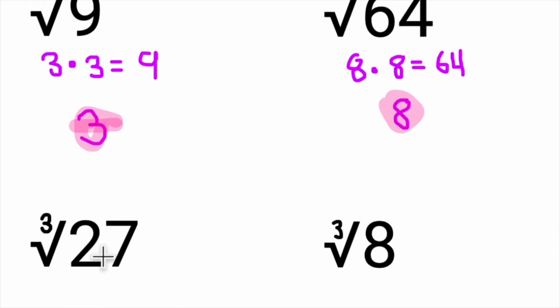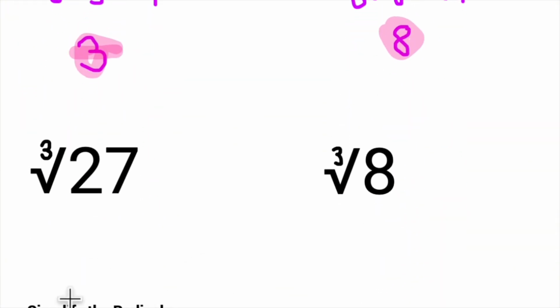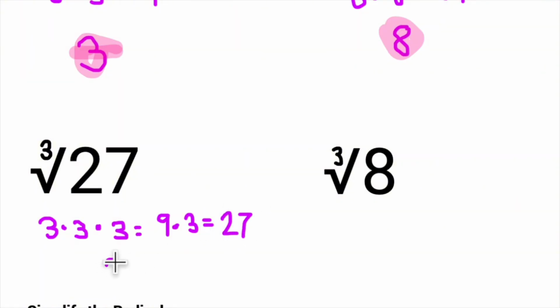So now we're going to get a little tricky here and add this cubed root. As you can see, there is a 3 in the corner. So this means instead of two numbers multiplied to get the root, we're going to have 3 numbers. So we're just going to have 3 numbers to get multiplied to get 27. So that is going to be 3 times 3 times 3, which equals 9 times 3, which makes 27. So our answer is just going to be 3.